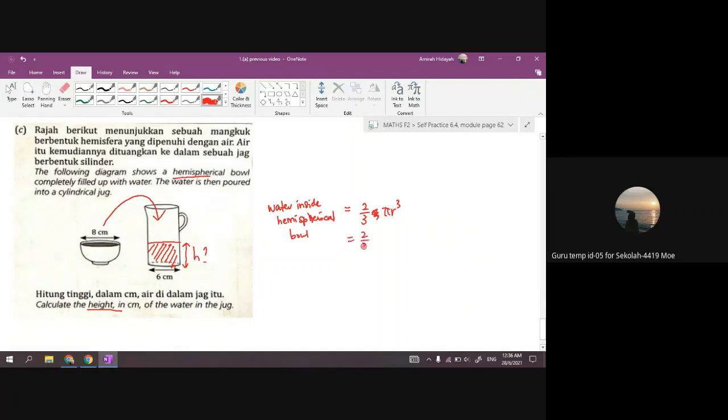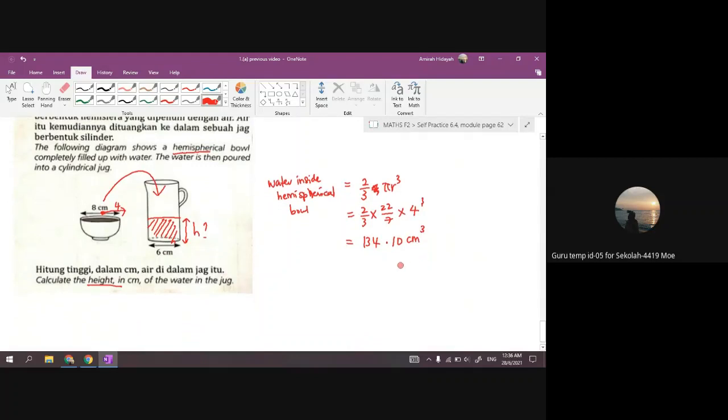So 2/3 times 22/7 times radius untuk hemispherical ni, bowl ni. So diberi diameter 8. So kalau radius 4 kan. So 4 to the power of 3. Okay, then you will get the volume of water inside the hemispherical bowl is 134.10 centimeter cubic.